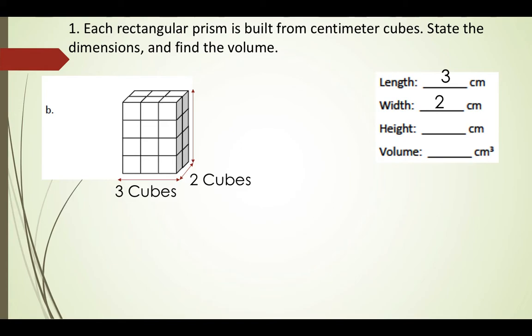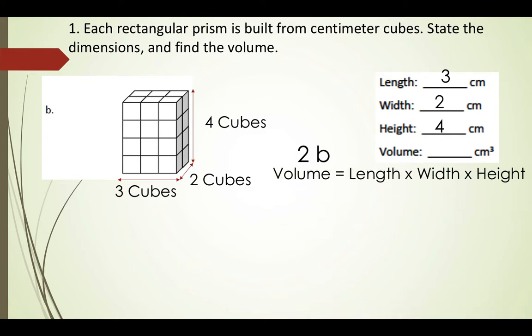And my height now, a little bit higher. This prism goes a little bit higher. 1, 2, 3, 4 cubes, which would be 4 centimeters. Now, just like with the last one, you can go down to the bottom of your problem set and fill in your formula. We said volume is length times width times height. So I'm going to take my length of 3, multiply it by my width of 2, and my height of 4. Again, you can either do 3 times 2 first, or you can do 2 times 4 first. I went ahead and did 3 times 2, which is 6, brought my 4 down, and I know 6 times 4 is 24.